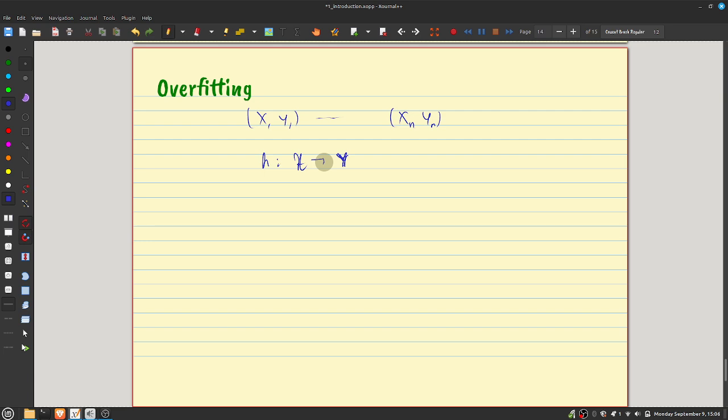And one particular choice of H, if there are no restrictions whatsoever, one bad choice of H is to declare that if I get the same measurements as what I have seen before for a good apple, then I declare it to be good. If it is anything else, I'll declare it to be bad. So in other words, I'm looking at a problem of binary classification. There are only two classes.